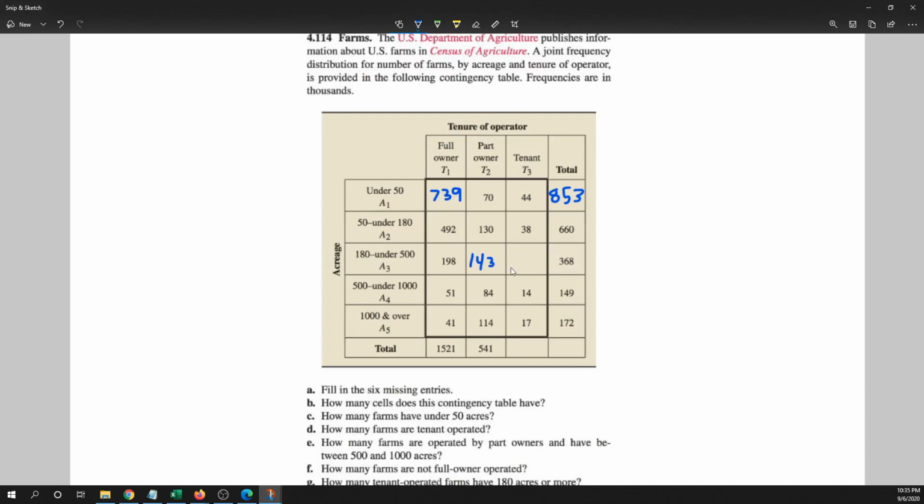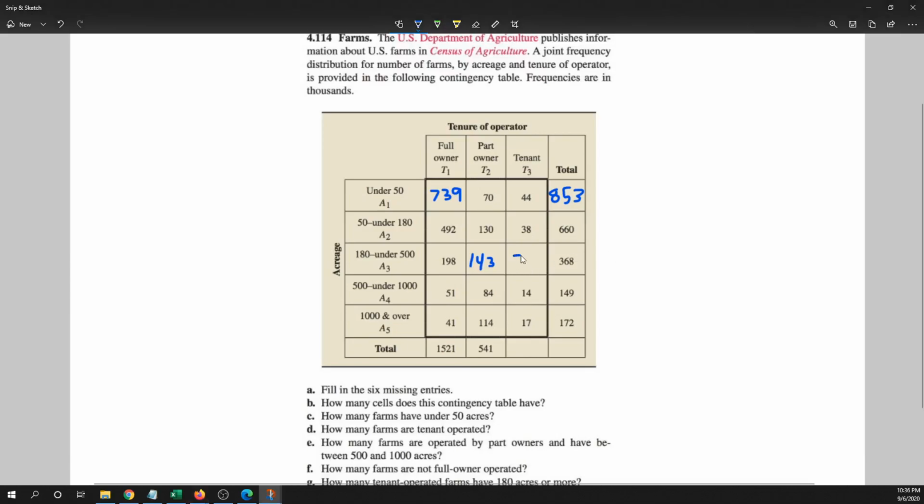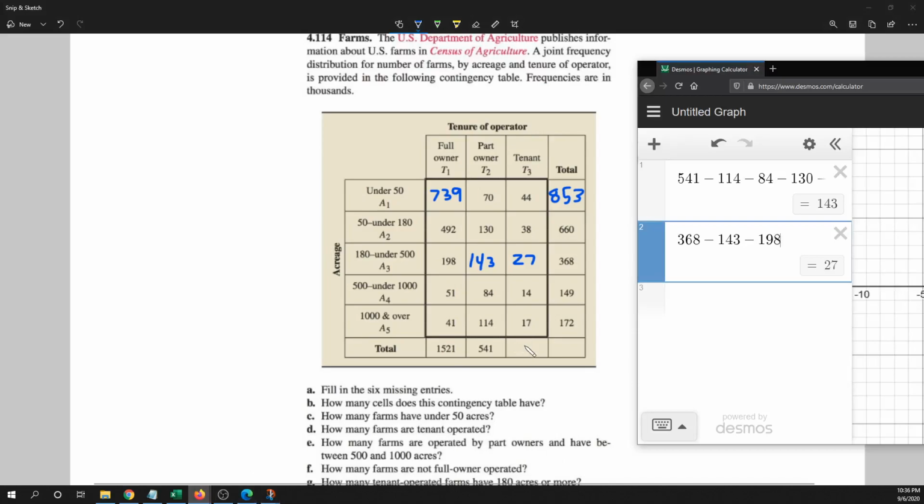All right, for this cell, we know that 368 is the total of all of these numbers in this row. So we can take 368 and subtract off those two. So 368 minus 143 minus 198. That gives us 27. And now we can find this total by just adding all these numbers up. 44 plus 38 plus 27 plus 14 plus 17. That's 140.